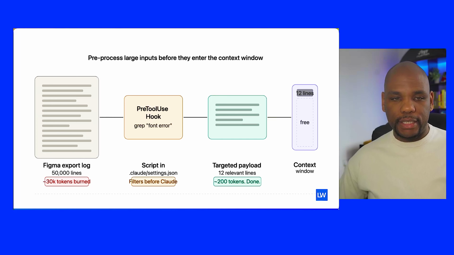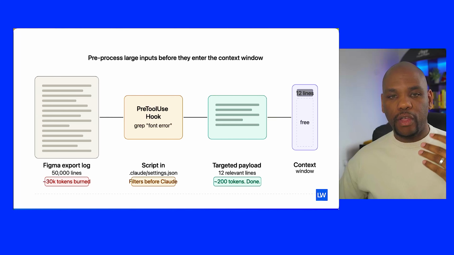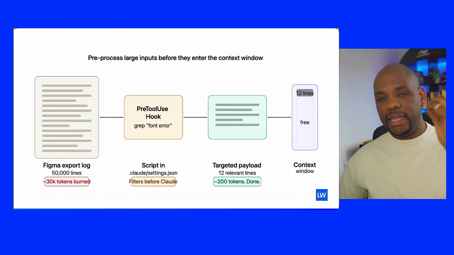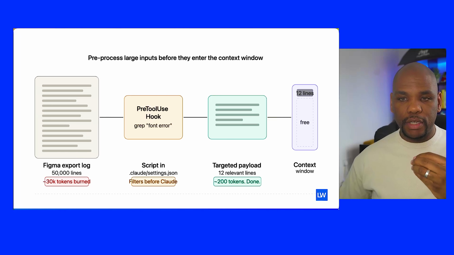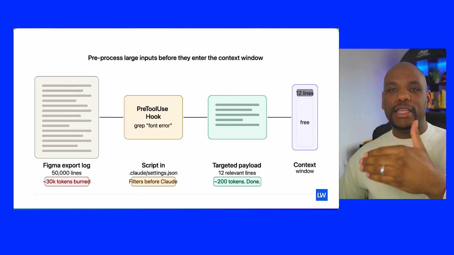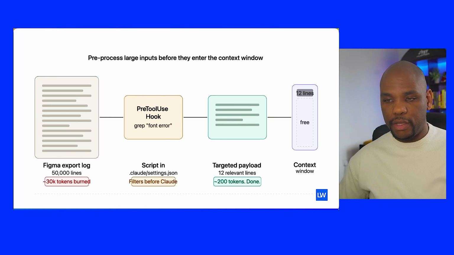So think of it like this. You've exported some kind of Figma file, you've put it in chat, and you don't have a pre-use tool hook set up. These hooks are super important because they filter everything in Claude and target a specific payload. Then it knows, when it starts a conversation, what it needs to pay attention to versus paying attention to the whole thing.